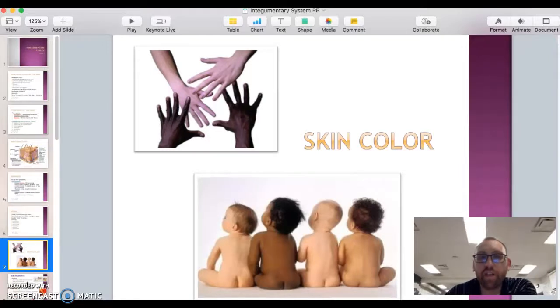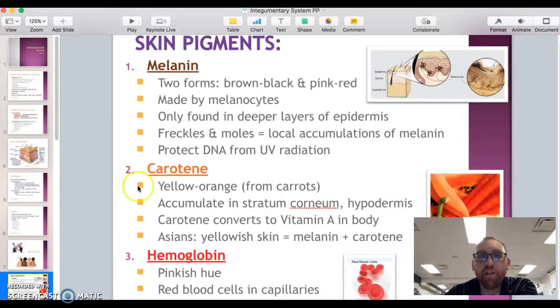So how do we get our skin color? Skin color, like I said, is really produced by these different pigments. The main pigment that your skin produces is melanin. Like I said, it comes in two forms. You have a brownish black and a pinkish red. And these are found deep in the epidermis. It creates this melanin as a way to protect or block the UV light from getting into your body to do damage to your DNA.